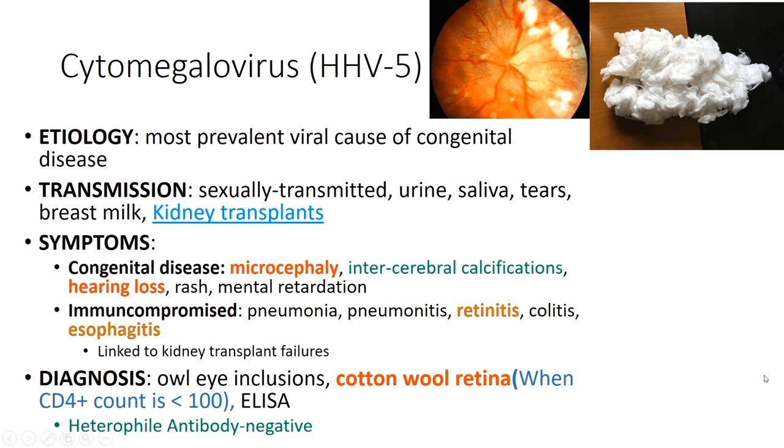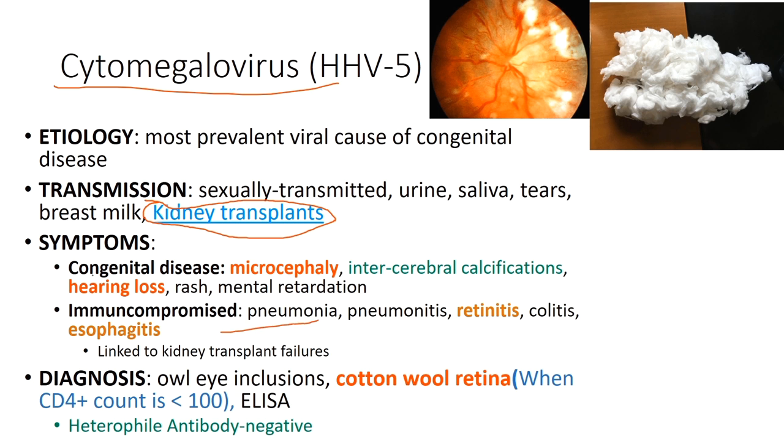And kidney transplants are also a very high yield point to remember as far as how adults can get cytomegalovirus. Remember, when we give someone a transplant, like a kidney, for example, we have to put them on immunosuppressives. And when we put them on immunosuppressives, that leads to an increased risk of getting a cytomegalovirus infection, as far as that's going to show up in these guys down here.